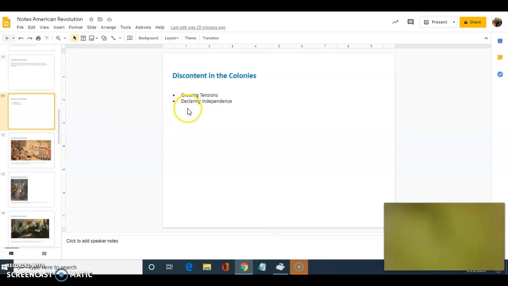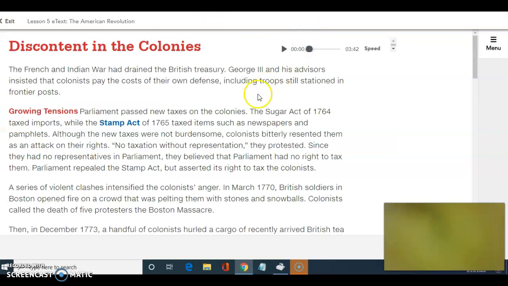So basically what happened is you have growing tensions, and that's what we're going to be talking about right now for a few minutes. The tensions were caused because England was bankrupt. They had spent a lot of money to win this war. They had to send troops and ships all the way from England to North America. War is very expensive. And basically, the war had just totally drained the economy. And King George and his advisors insisted that the colonists pay the cost of this war, including troops that were going to be stationed. This is a common conversation we have today with the United States, having troops all over the world. Who should pay the bill?